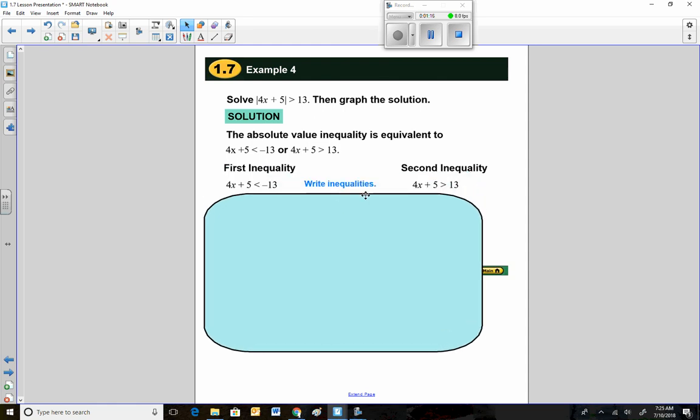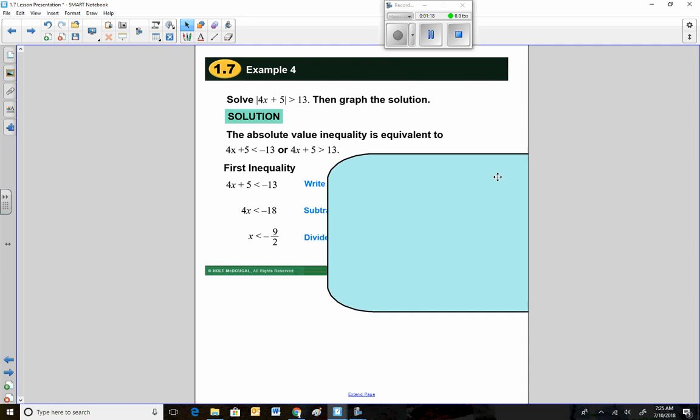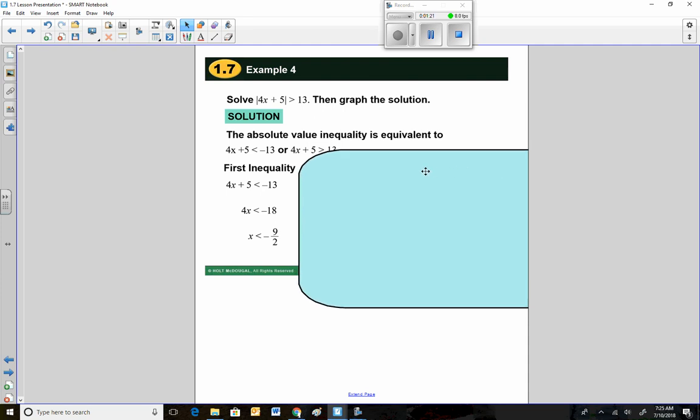Okay, so let's go ahead and do the first inequality. We write it, and this is a positive 5, so we have to subtract 5 from this side, subtract 5. And so therefore we get 4x is less than negative 18. And then we have to divide by 4. So the negative 18 over 4 becomes negative 9 over 2 because you simplify.